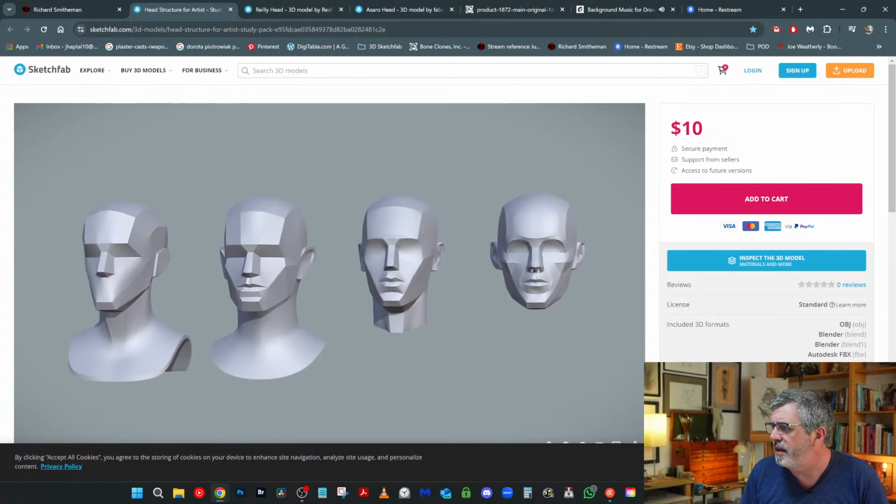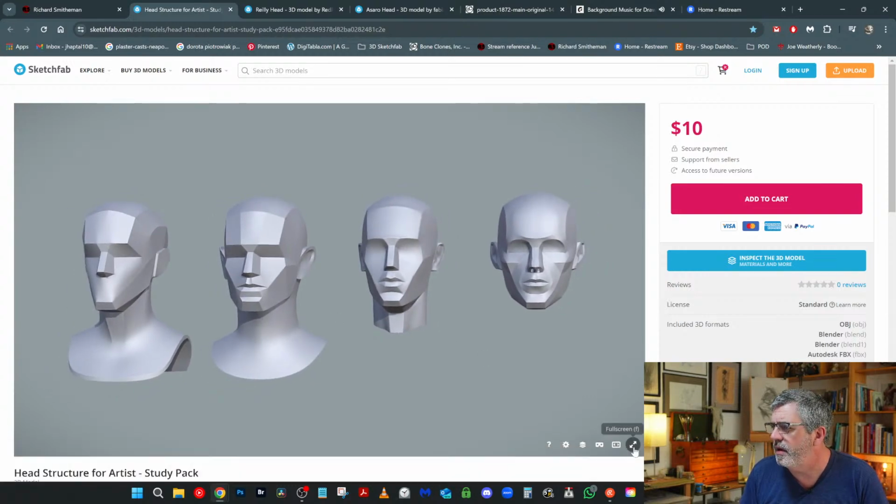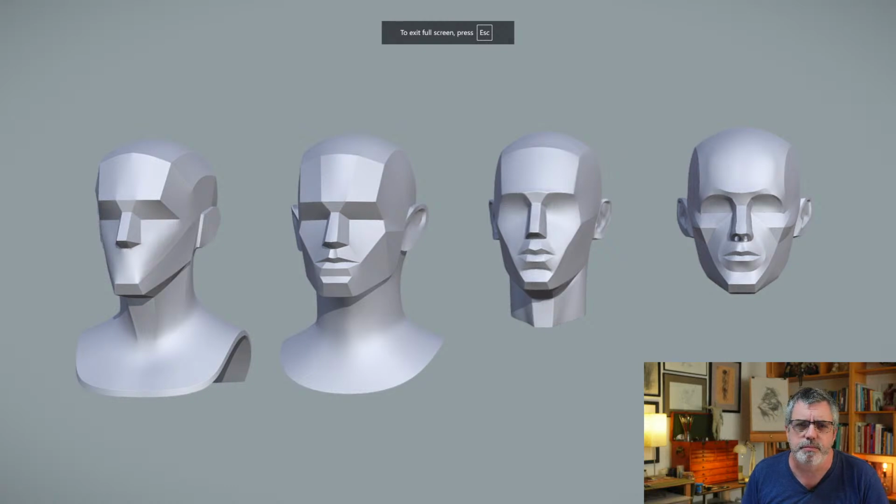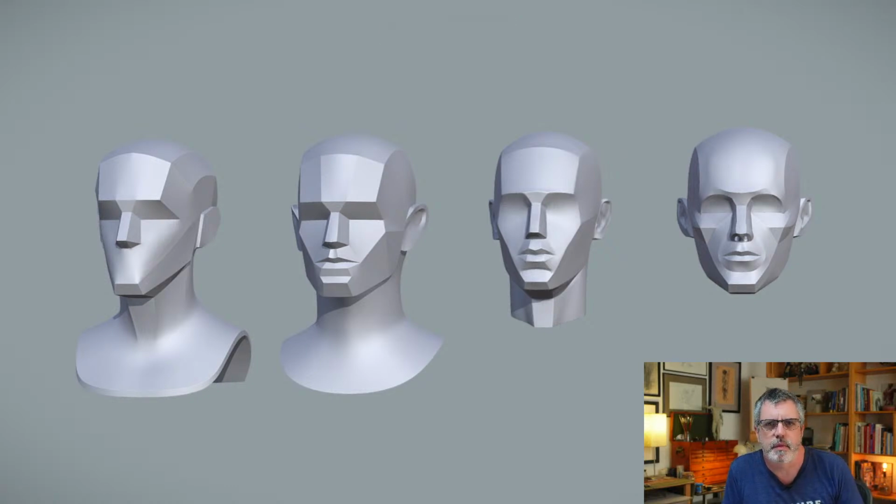So here's the thing. We talk about a lot of different methods, right? Riley method, Asaro method, Loomis method, you could say Bridgman method. Everyone's got a method for drawing heads, and they're all legitimate. And one is really as good as the next, in my opinion, for the most part.